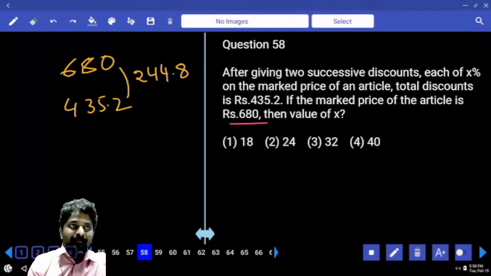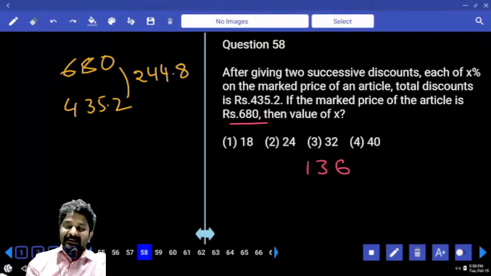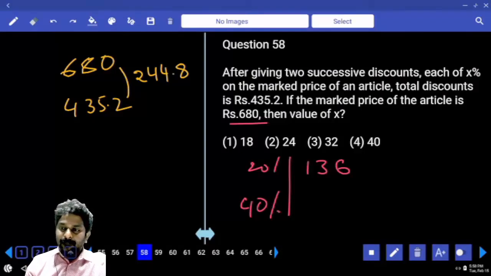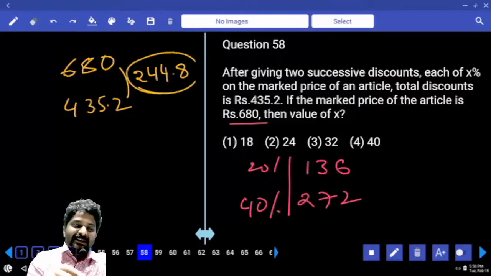What is 10% of this number? Double, 136. So this is 20%, correct? What is 40% of this number? 40% of this number is 272. So this number is less than that only.